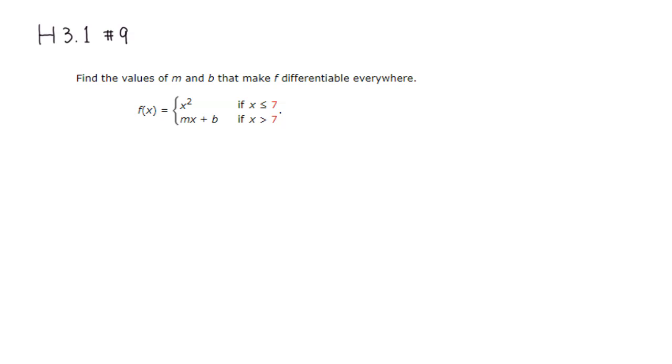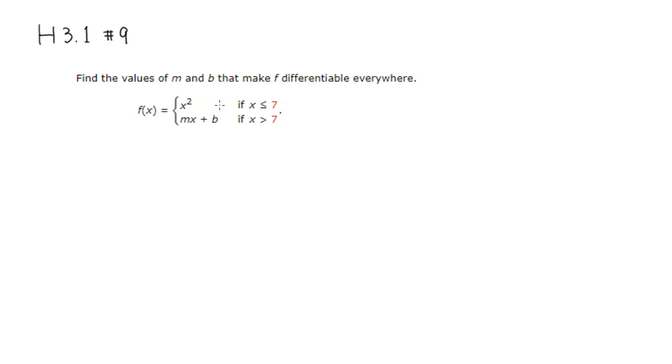So we have to make sure that first, the function values are the same from both ends, and then we look at whether its derivative matches at x equals 7. So let's do that.